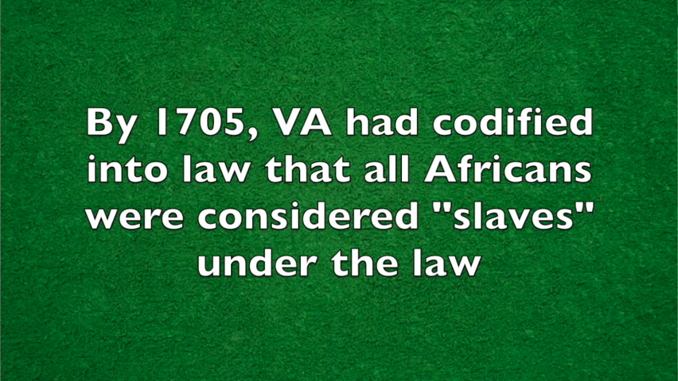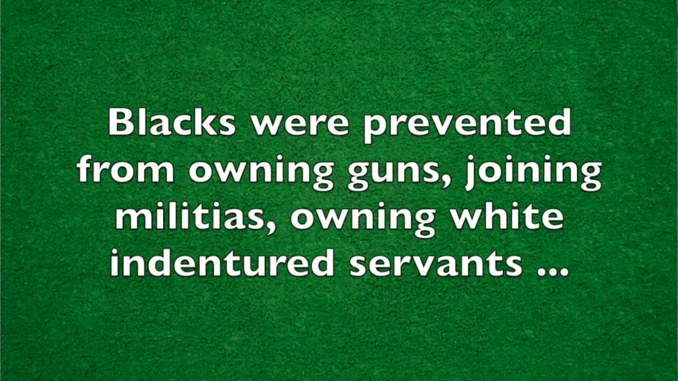By 1705, Virginia had codified into law that all African Americans were to be considered slaves. This sweeping legislation ensured that every person of African descent was legally bound to a life of servitude, erasing any hope for freedom. Additional laws further restricted the lives of African Americans. They were prohibited from owning guns, joining the militia, owning white indentured servants, and gaining freedom through religious conversions. Each law tightened the grip of slavery and racial discrimination.